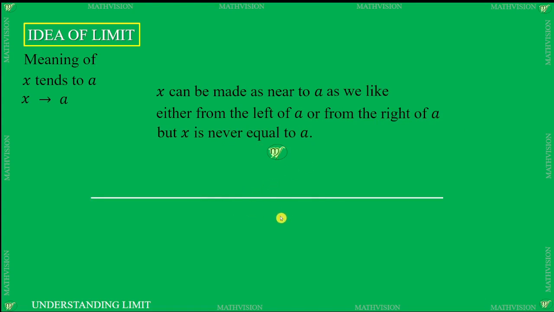Geometrically, we can present it as, in the real line, this is the number a. Now we can make x as close to a as we like, either from the left hand side of a or from the right hand side of a. But in all cases, x is never equal to a. So this geometrically means that x is approaching a, and symbolically we write x tends to a, that is x arrow a.